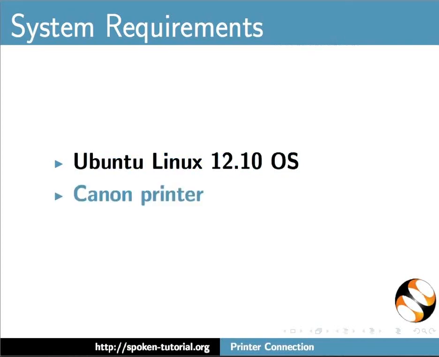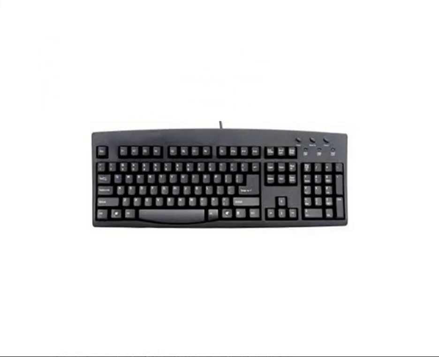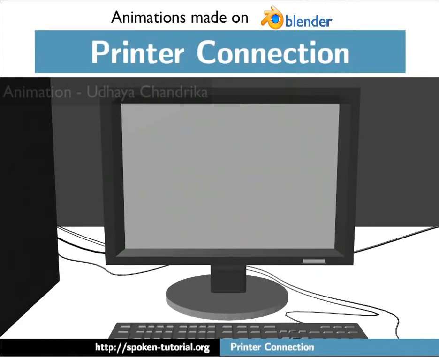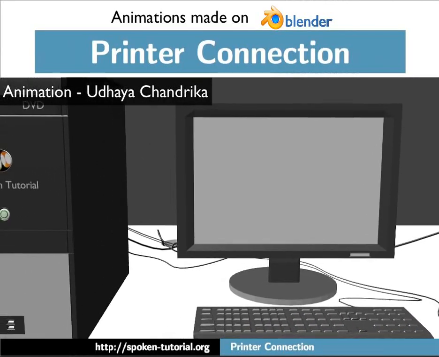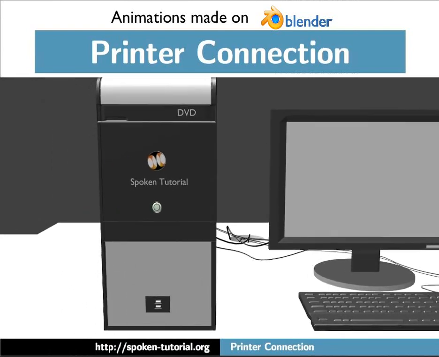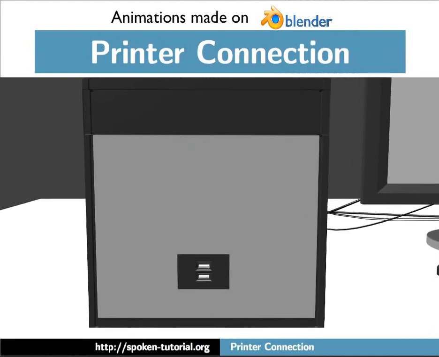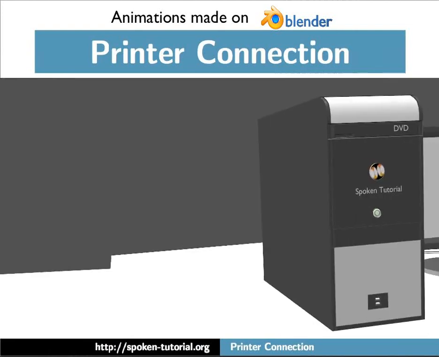Let me quickly introduce you to the various components of a computer. This is the CPU, monitor, keyboard, mouse, and printer. Let's look at the CPU. In most of the CPUs, there are some USB ports in the front and some at the back.